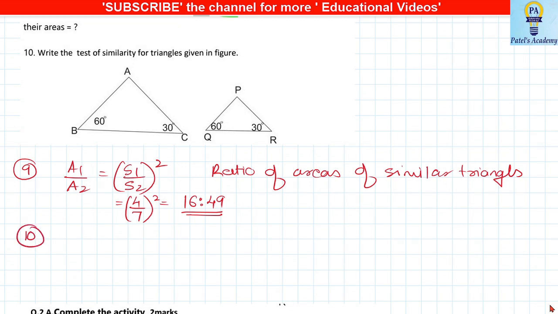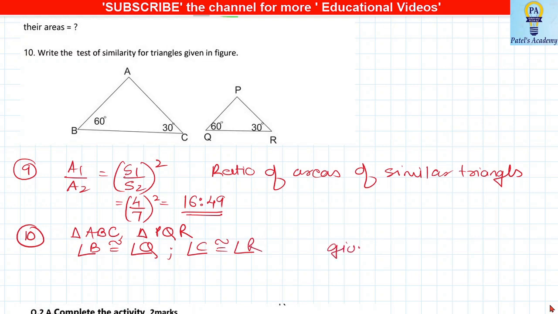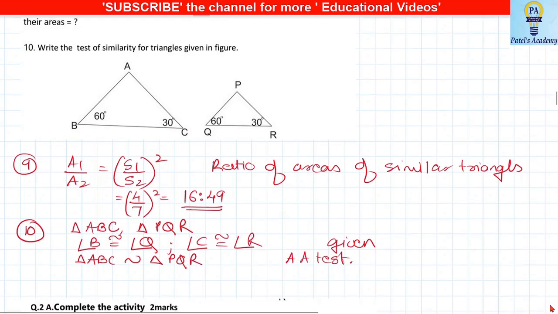Write the test of similarity for the triangles given in the figure. You have to write down the test, but I'll just show you the steps also. In triangle ABC and triangle PQR, they have given angle B is congruent to angle Q and angle C is congruent to angle R. That is given to us. So two pairs of corresponding angles are equal, so that is enough to prove the triangles are similar by AA test. Okay, so the triangles are similar by AA test.